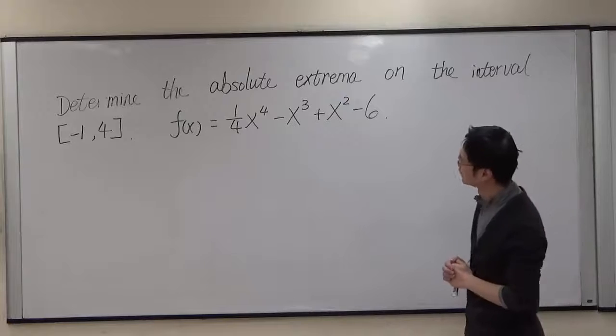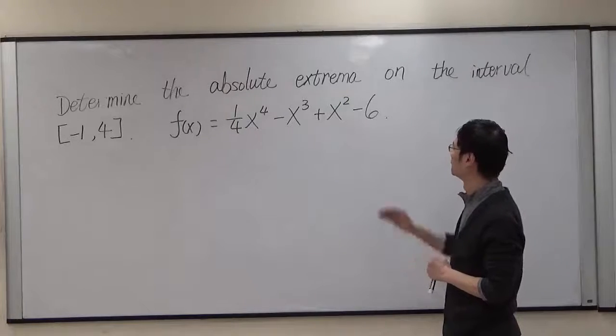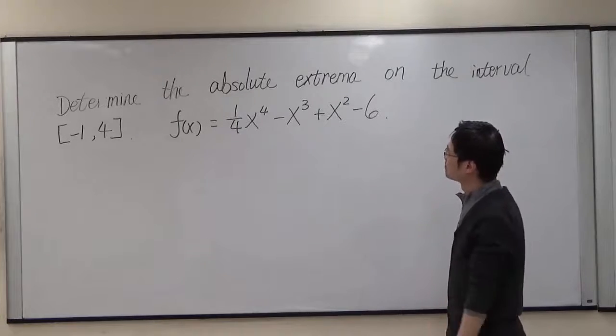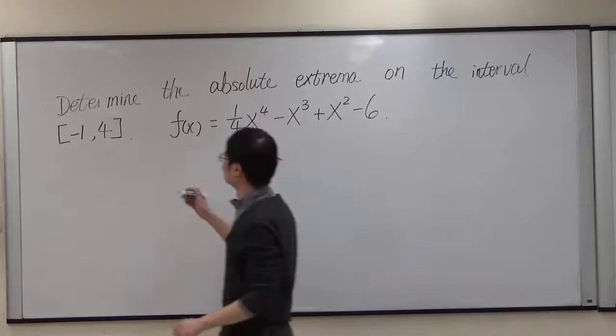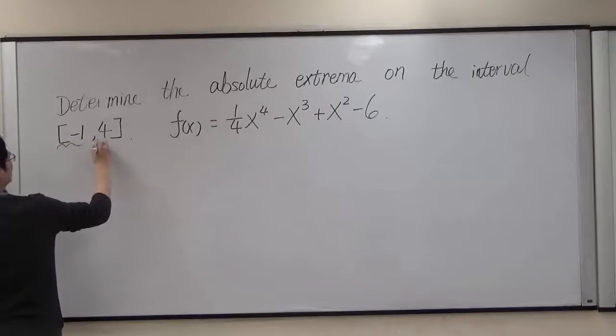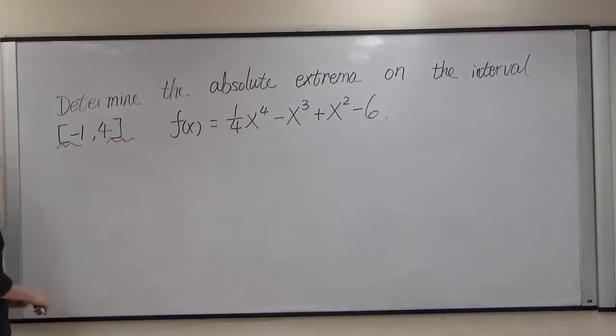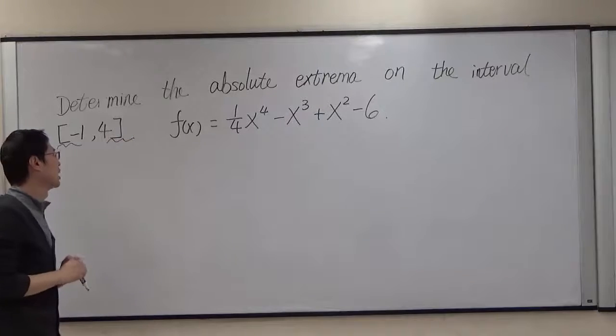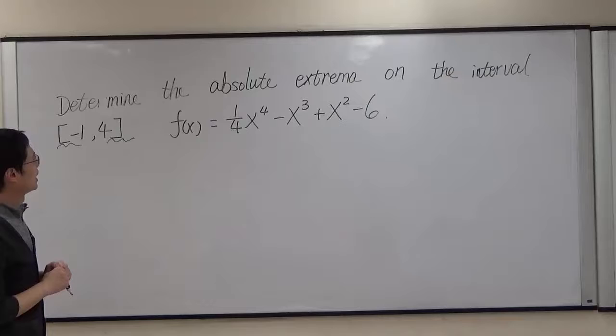We have a problem trying to find the absolute maximum and minimum on the closed interval -1 to 4 for the function right here. Since it's a closed interval, this is key for our problem. Whenever the interval is closed, we are sure we can find an absolute maximum and minimum.